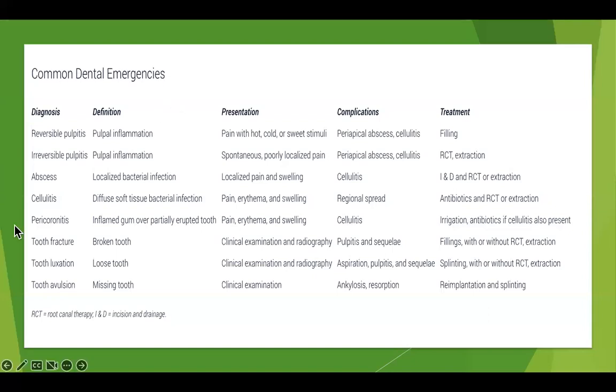So we're going to just revise, I believe that this is the last slide. We're going to just revise the most common dental emergencies again, their possible complications and their treatment.